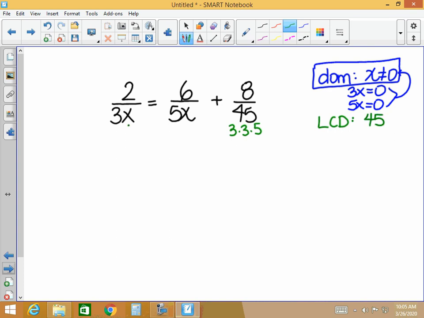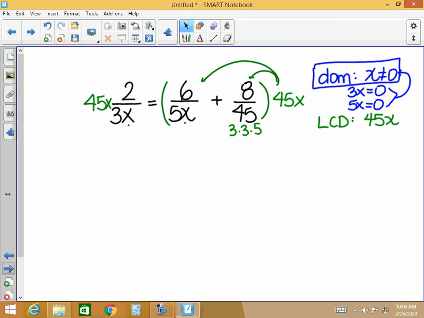And then I have an x over here and an x over here, and even though I don't have an x in the 45, I need an x to the first there on that lowest common denominator. So I'm going to multiply both sides of my equation times 45x. Got my x on the left. And understand that means that 45x gets multiplied by all of the pieces there. Okay, so not just the first one, not just the last one, every term.